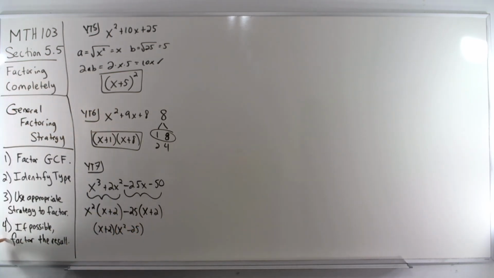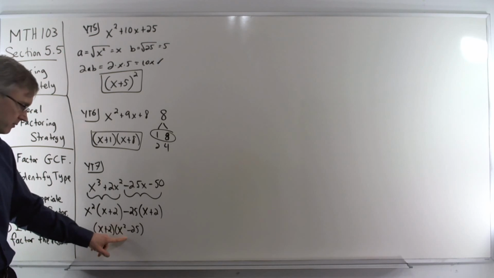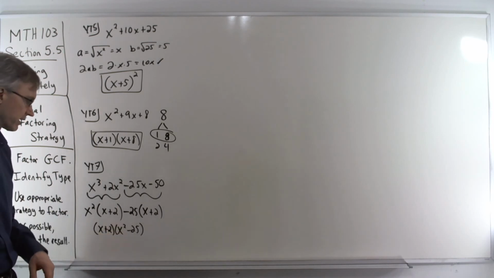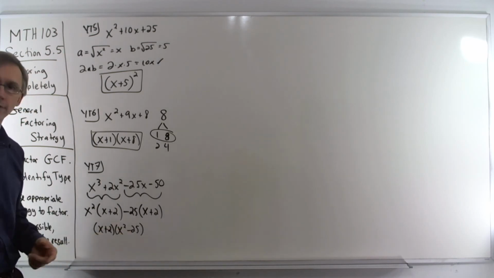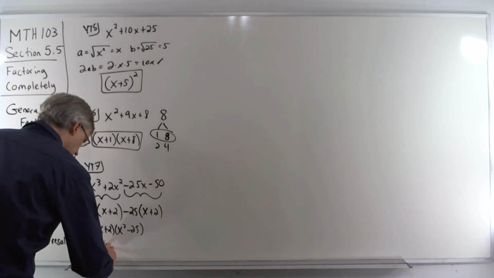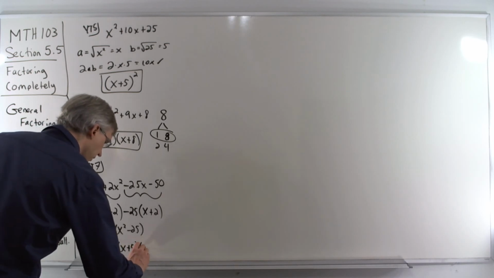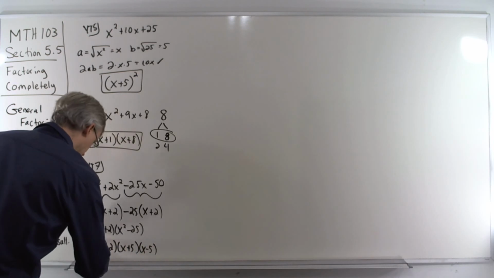Now we're on step 4. If possible, factor the result. So x plus 2, that cannot be factored, but here we have difference of squares. So if I take the square root of x squared, I get x. Take the square root of 25, we get 5. So there's a and b. So the factored form will be x plus 2, x plus 5, x minus 5.